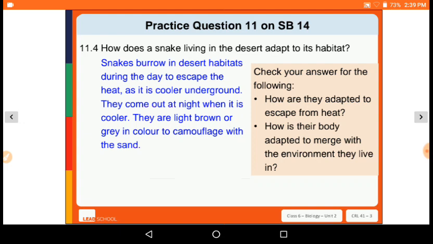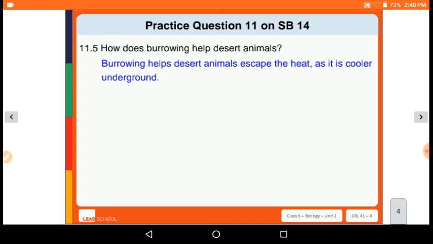Next question 11.4: how does a snake living in a desert adapt to its habitat? Snakes burrow in the desert habitat during the day to escape the heat, as it is cooler underground. They come out at night when it is cooler. They are light brown or grey in color to blend with the sand. तो ये भी हमको आंसर लिखना है.